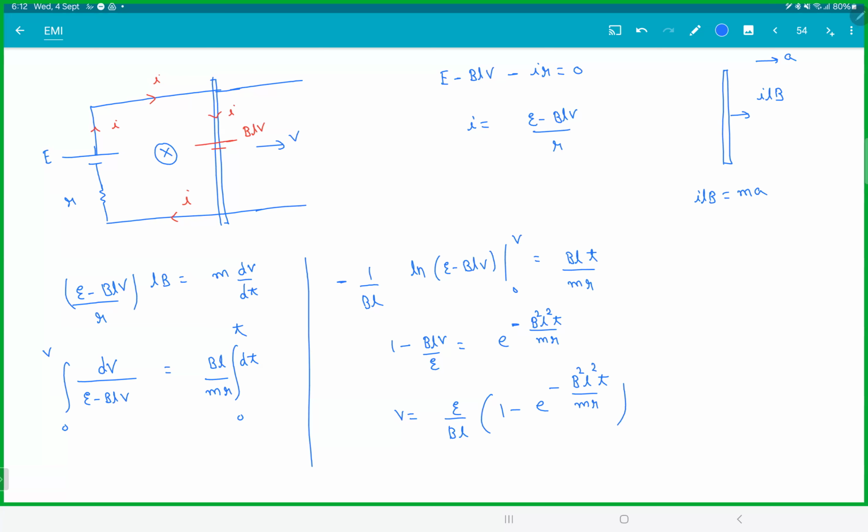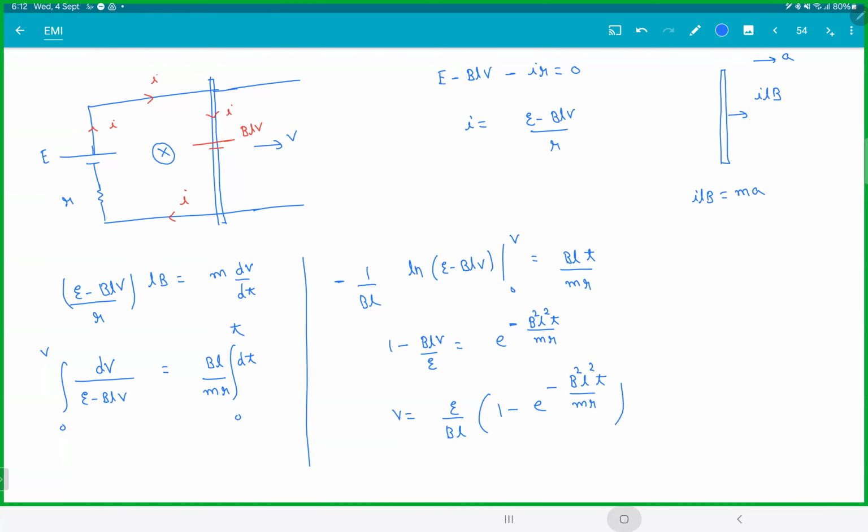Turn the page. Clear? Swastika, Vidyut, Yasha, Palaksh. Clear with this?